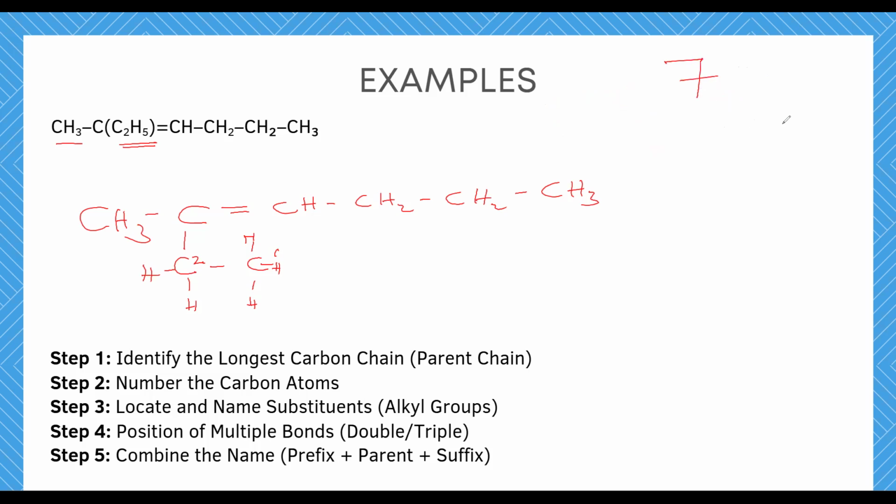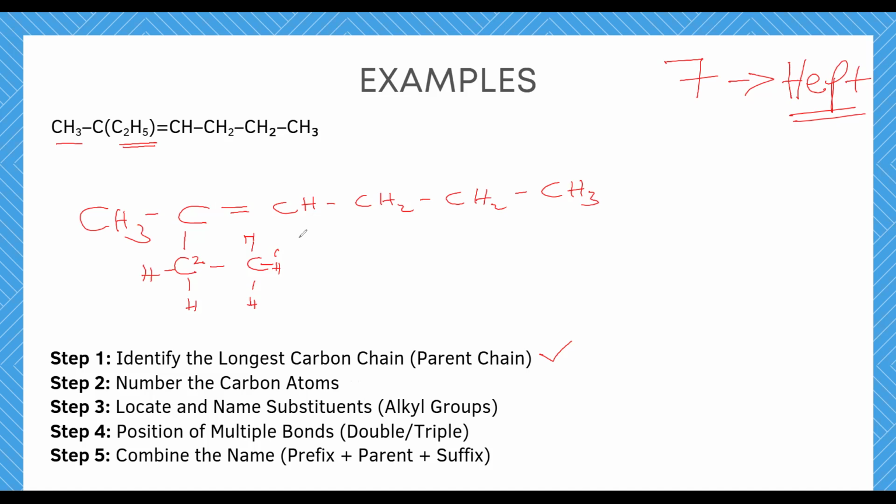Are you there? Yes, sir. What would the parent name now be? Hex. I mean, Hept. Thank you. Are you there? Yes, sir. Good. So the next thing is to number the carbon atoms. Remember, we are numbering the carbon atoms in such a way that this double bond will receive the lowest number possible. Is that so?